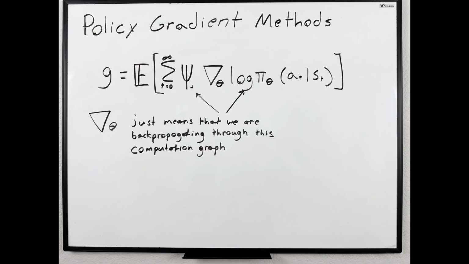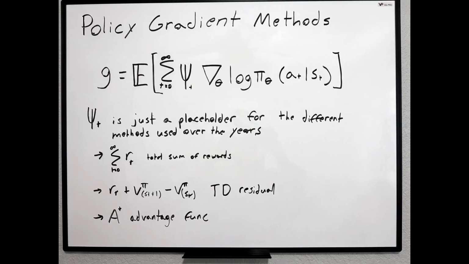This upside down triangle is called nabla. All this means is that we're taking the gradient with respect to our policy, theta, and we're back propagating through the computational graph. Now, working our way left, psi sub t is just a placeholder, so the GAE paper here can show us all the different methods that have been used over the years. This is the credit assignment part of the equation. It decides how strongly we push the policy towards or away from the action it took. The GAE paper shows a few different methods that we can plug in here.